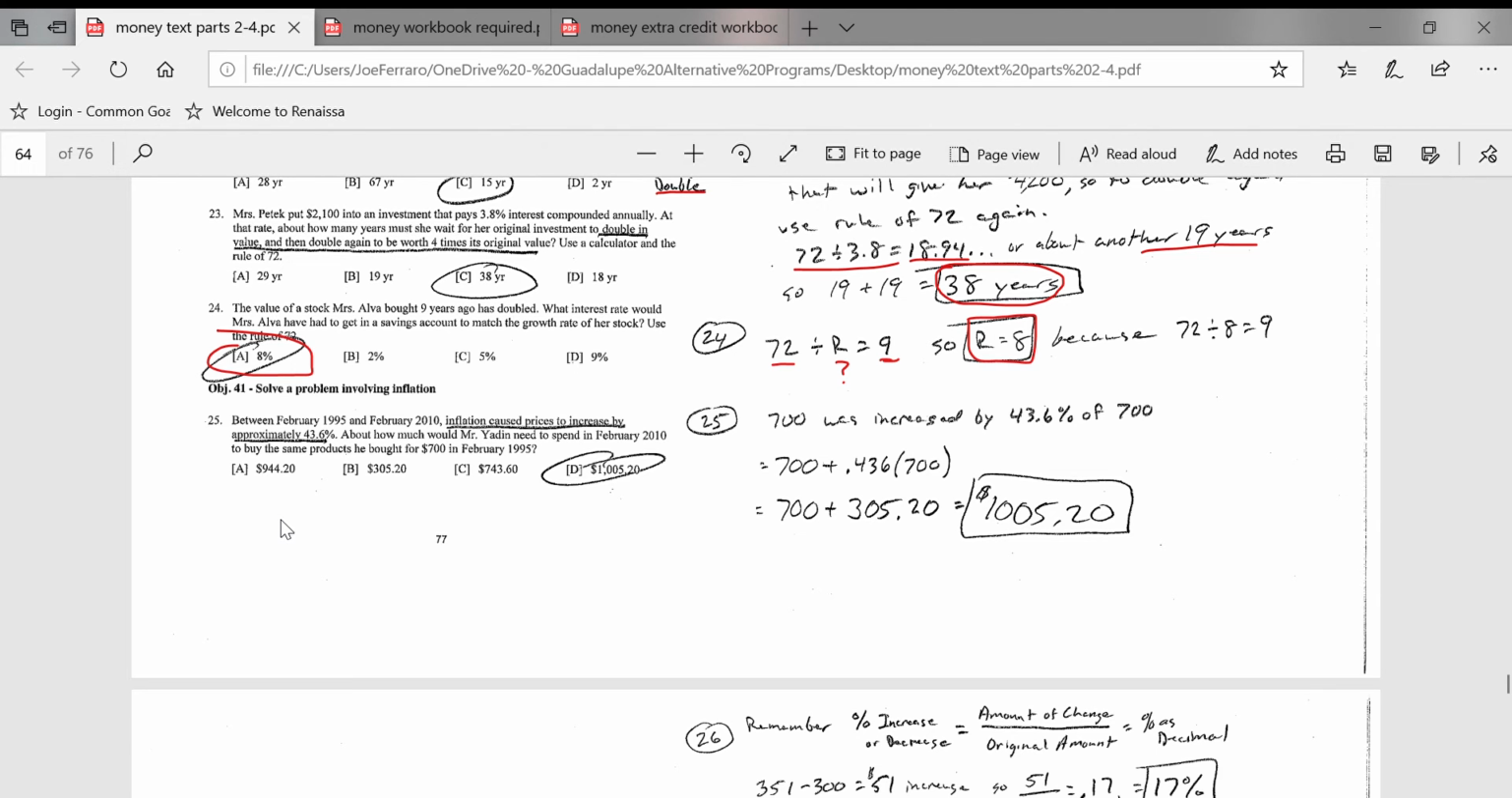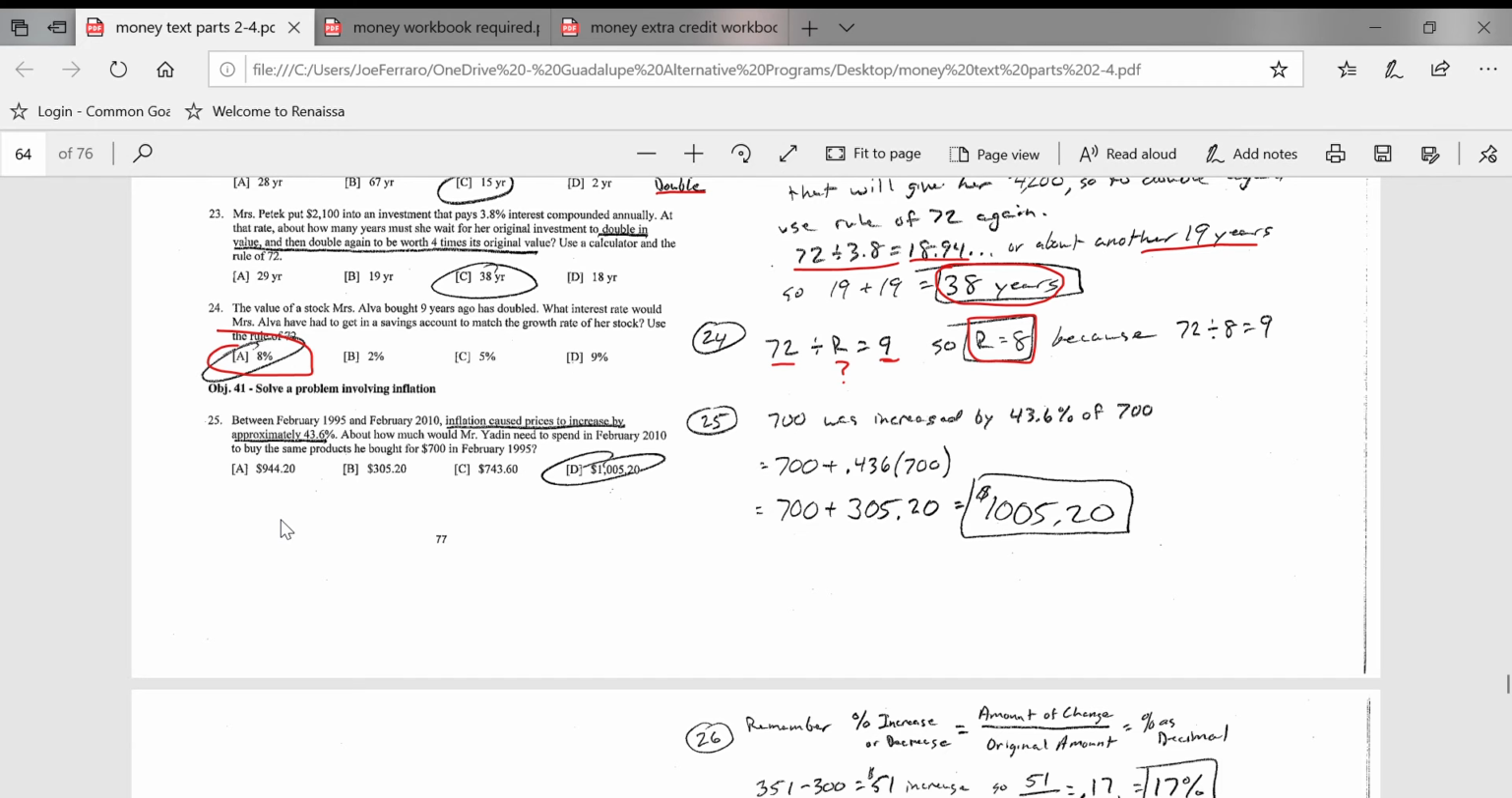Okay, this is a video for Objective 41 in your money textbook. So again, if you don't have your money textbook, hit pause, go grab it, and turn to page 77, which is the first problem of Objective 41. I think there's going to be 6 problems again here. We'll run through those and then explain what's next in the workbook and for your test.